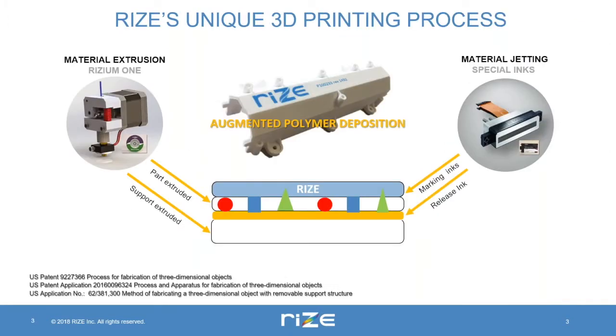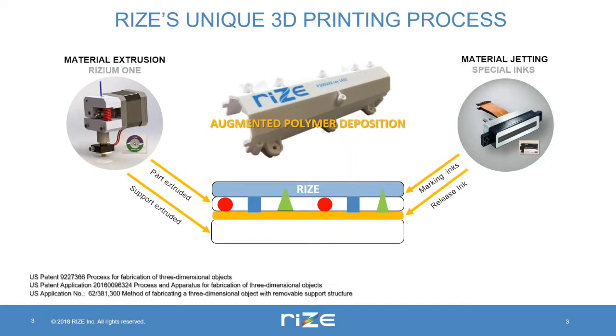So this slide demonstrates essentially how Rise accomplishes the markup feature in our technology. We use a patented process called augmented polymer deposition, where we combine material extrusion and material jetting into a single hybrid system. And combining these two features allows us to accomplish a variety of different things.